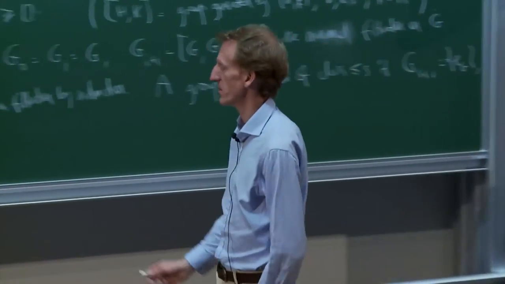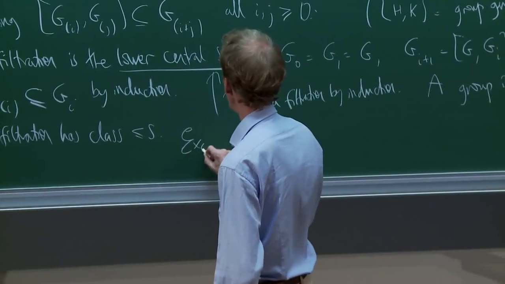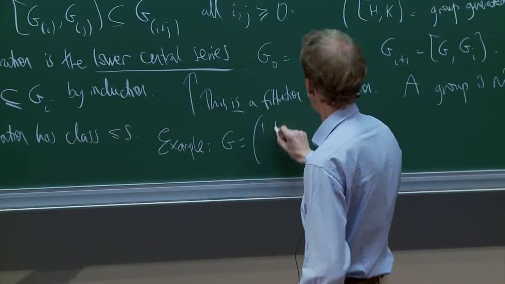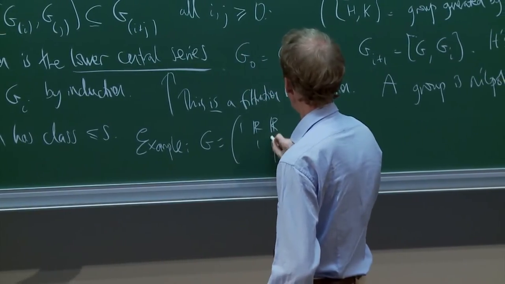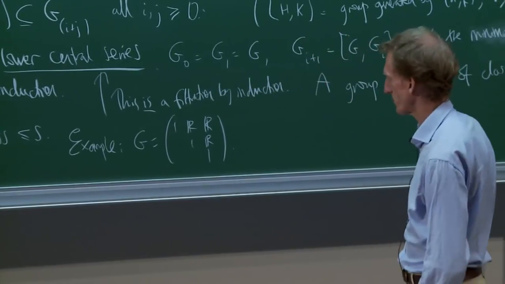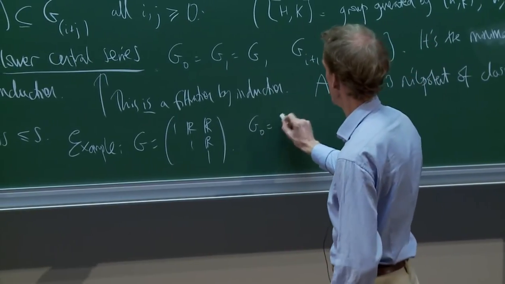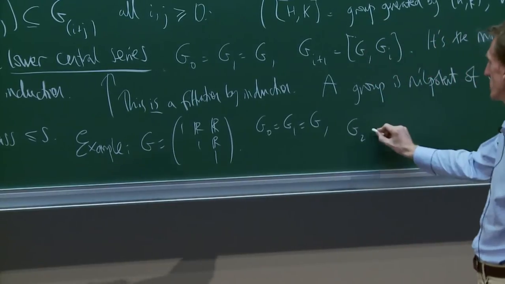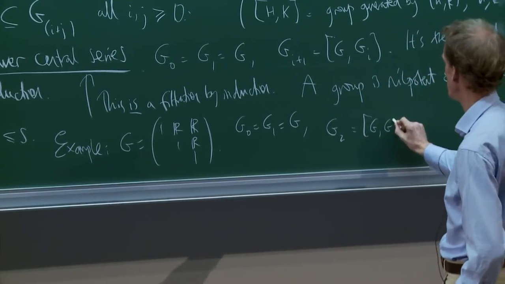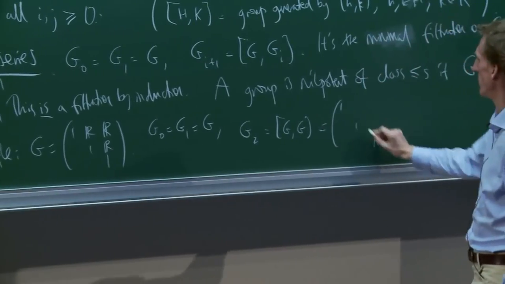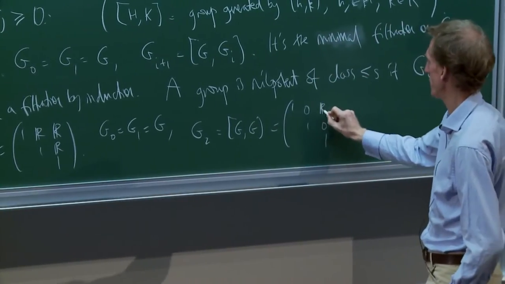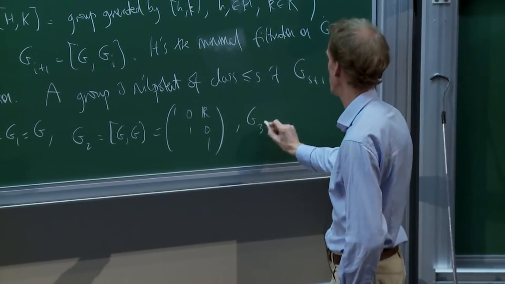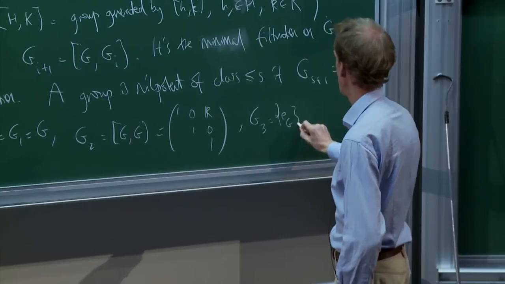So let me just give a quick example, the Heisenberg group that we saw last time. So G is the group of matrices (1, *, *; 0, 1, *; 0, 0, 1) with real entries. So G_0 equals G_1 equals G. G_2 is the commutator subgroup [G, G], which is (1, 0, *; 0, 1, 0; 0, 0, 1) with the single entry in R. And then G_3 is trivial, so it's nilpotent of class 2.